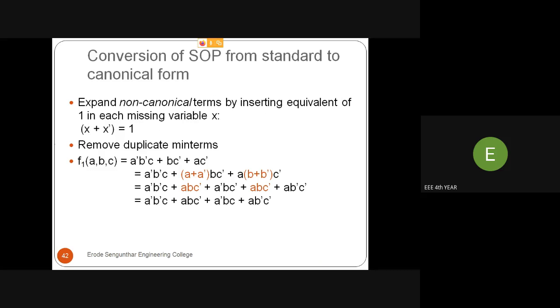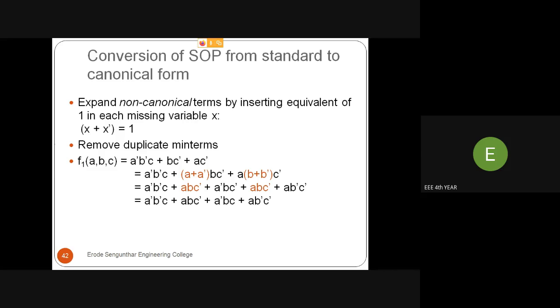Okay. Next, conversion of standard SOP form to canonical form. There may be some given expressions in standard form, and we have to convert them into canonical SOP form. For that, expand the non-canonical, that is standard, terms by inserting the equivalent of one for each missing variable x. By Boolean algebra, we know that x plus x bar is equal to 1 and x into x bar is equal to 0. We also have to remove the duplicate minterms.